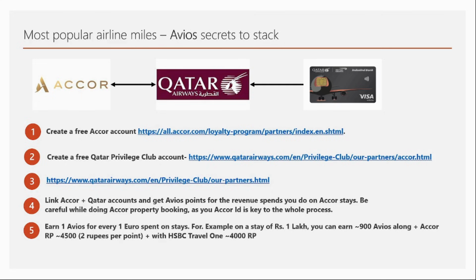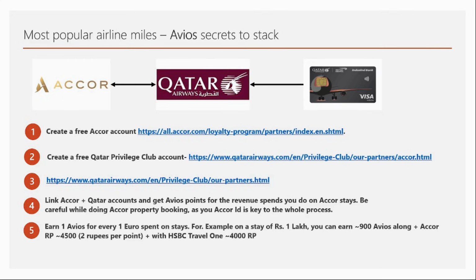Suppose you are spending 1 lakh for your revenue stay in Accor, you can earn around 900 Avios along with 4,500 worth of Accor points as well, right? And if you use HSBC Travel One card or other HSBC Premier cards that are there, you can additionally get points on those as well, and you can again transfer it back to your account.